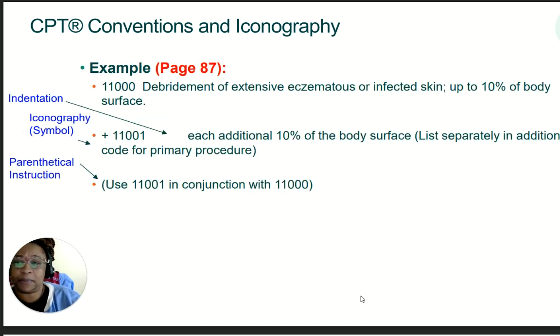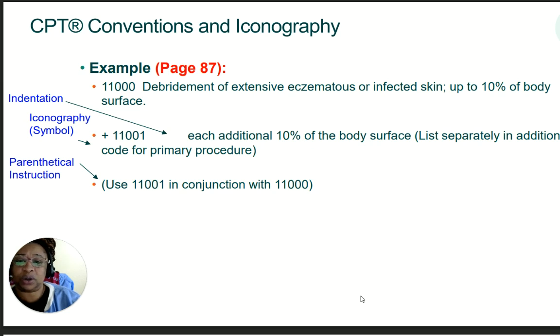Alrighty, for example, on page 87, we have a breakdown of a debridement. We have code 11000, and it's a debridement of extensive eczema in the infected area up to 10% of the body surface. If you look down, there is a plus sign under the next code, 11001. This is what's called an add-on code. This particular add-on code cannot be billed without the primary code 11000.